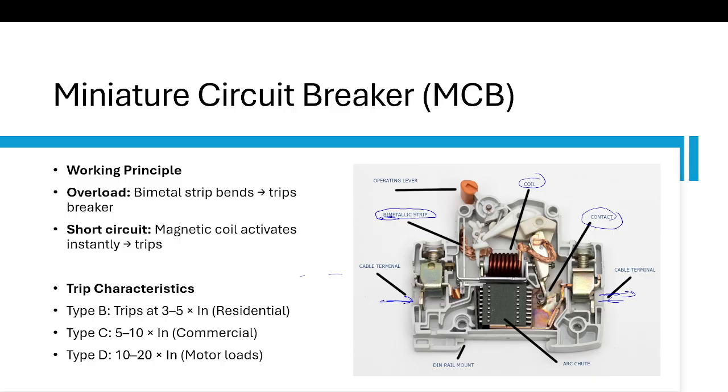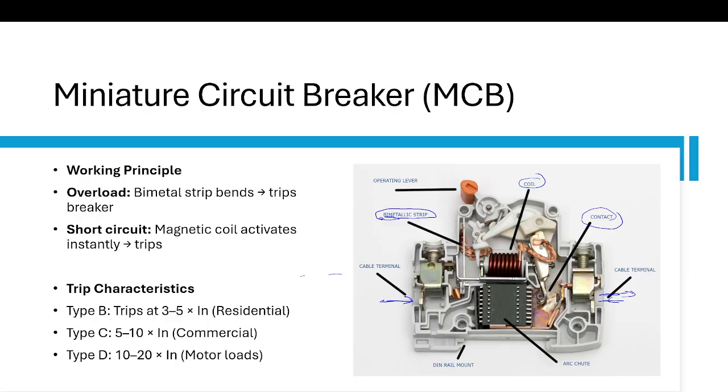Now, how does it protect against short circuit? You have seen how overload protection is captured in this: the bimetallic strip bends and it opens the circuit. Now, how does it protect against short circuit?